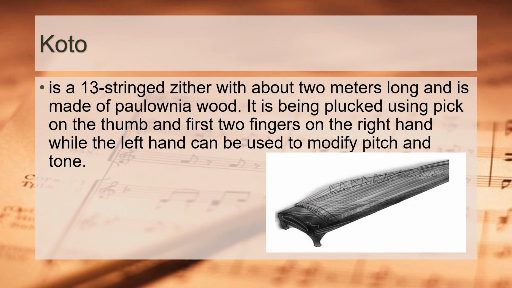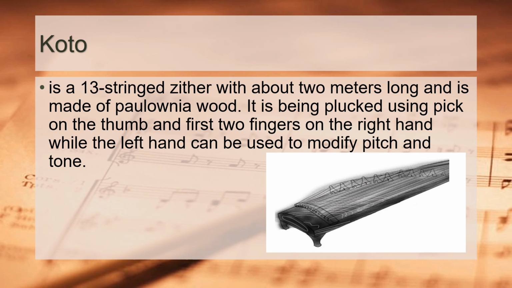So the first one, we have koto. Do not forget this information. It is a 13-stringed zither about 2 meters long and is made of paulownia wood. So it is being plucked using picks on the thumb and first two fingers of the right hand, while the left hand can be used to modify pitch and the tone.